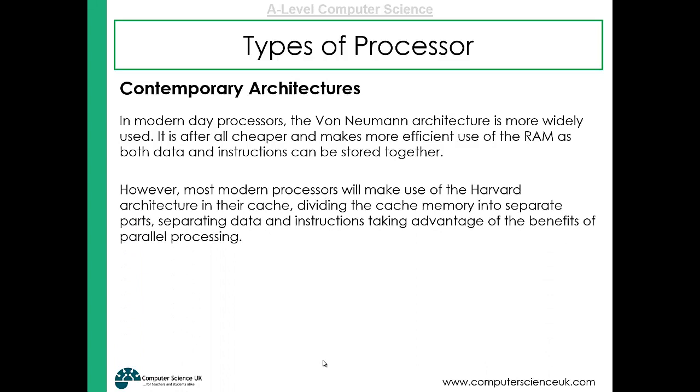However, lots of modern processors will also make use of the Harvard architecture in their cache. So they might divide the cache memory into separate parts, separating the data and instructions, and therefore taking advantage of the parallel processing, so that you can fetch data and fetch some instructions at the same time. So modern architectures may well marry together both the von Neumann and Harvard architecture ideas.